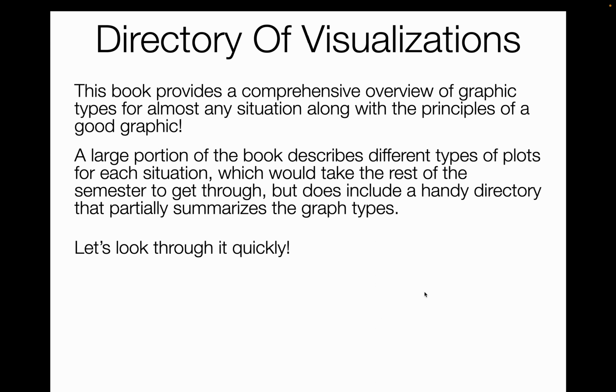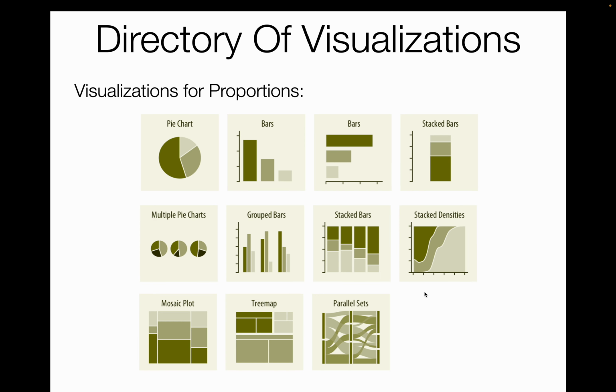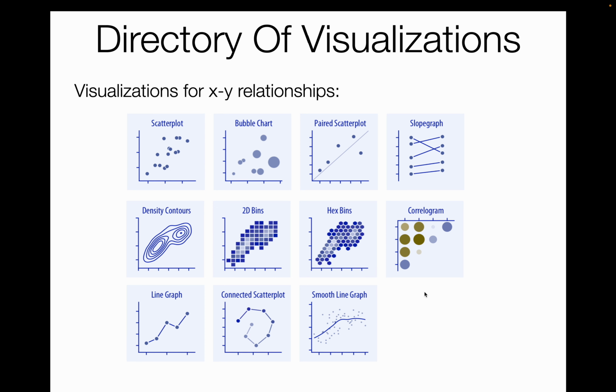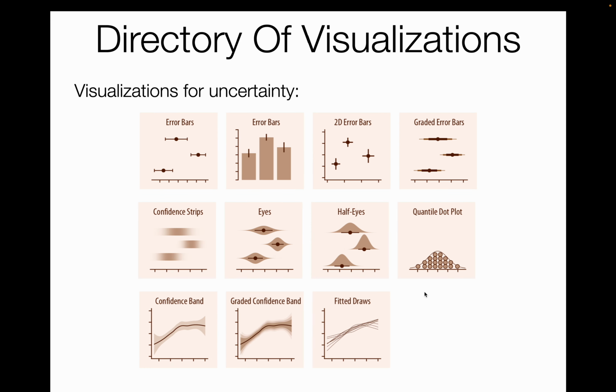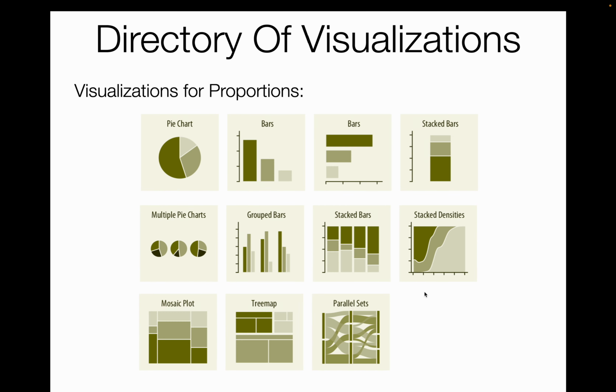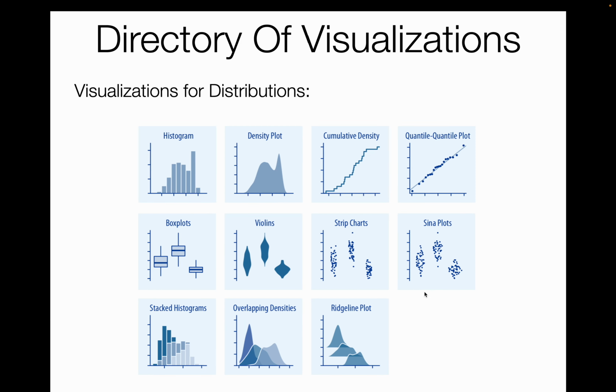And then there is a handy directory that partially summarizes the graph types, and that's what I have on these slides. So amounts, distributions, proportions, XY relationships, geospatial data, uncertainty, and so on and so forth. There are lots of ones here. They all offer something different. I only have strong opinions about a few.